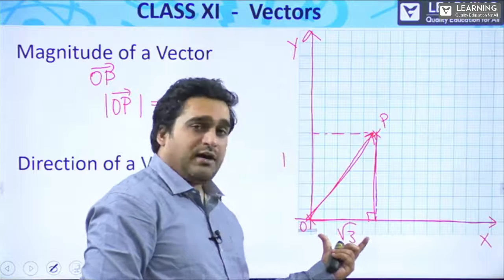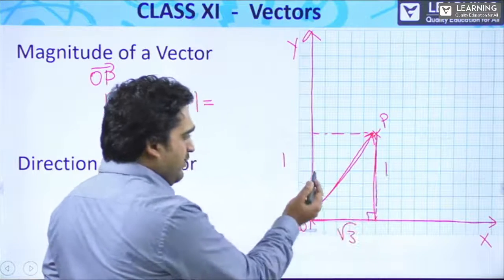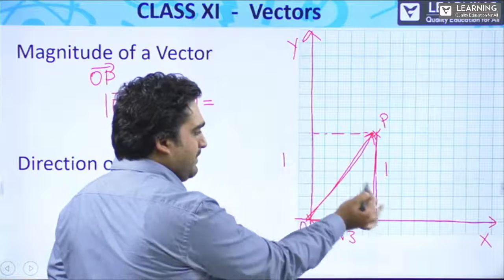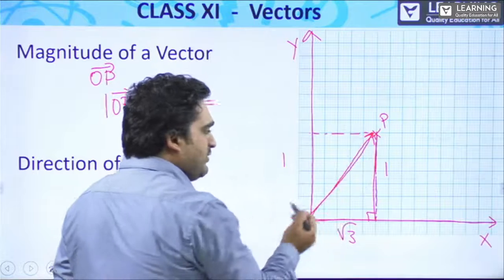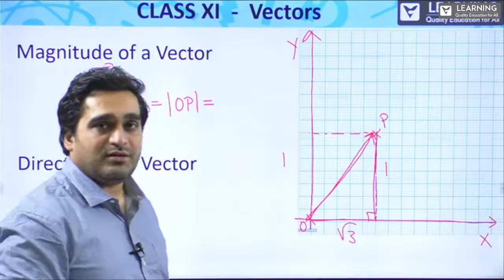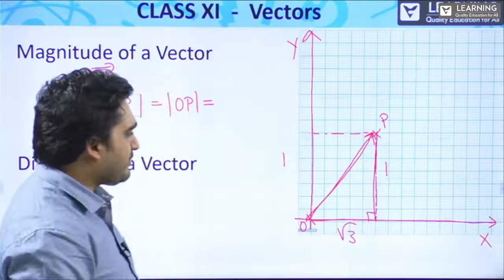Two sides are √3 and 1. How is this side 1? That's because it has the same length. Okay? So this side is also 1. Can you identify what is OP? Certainly. Why not? Find it by using Pythagoras' theorem.